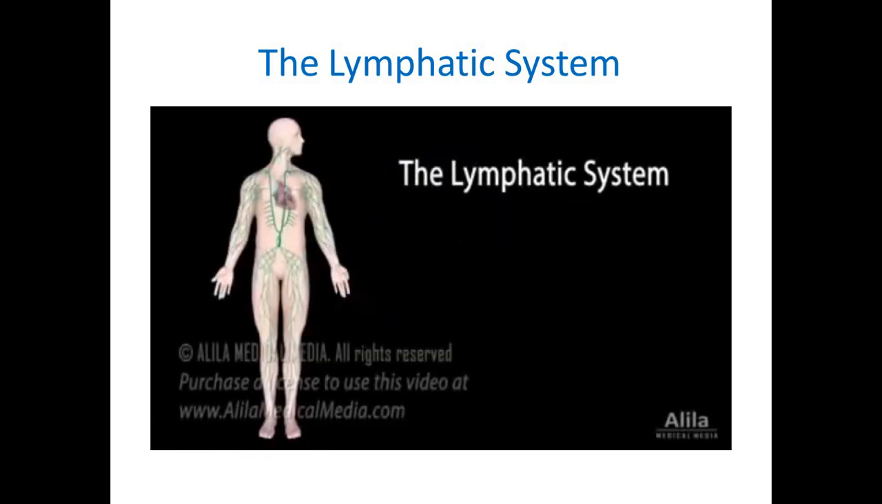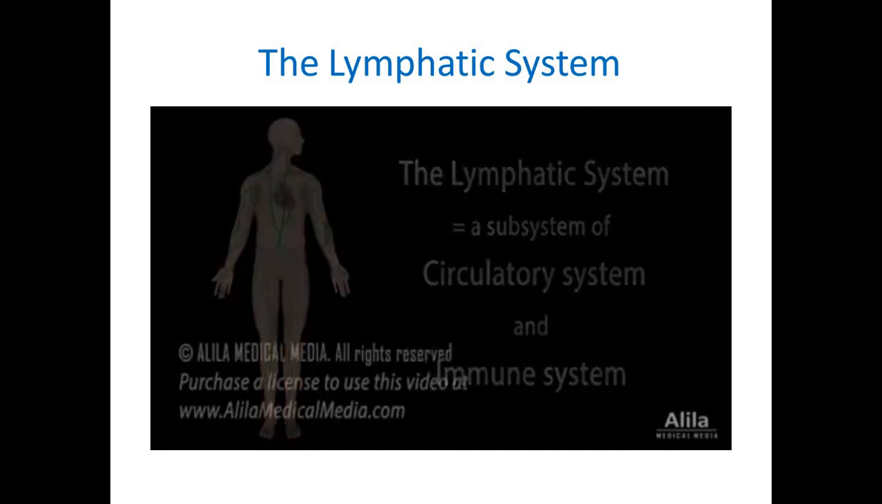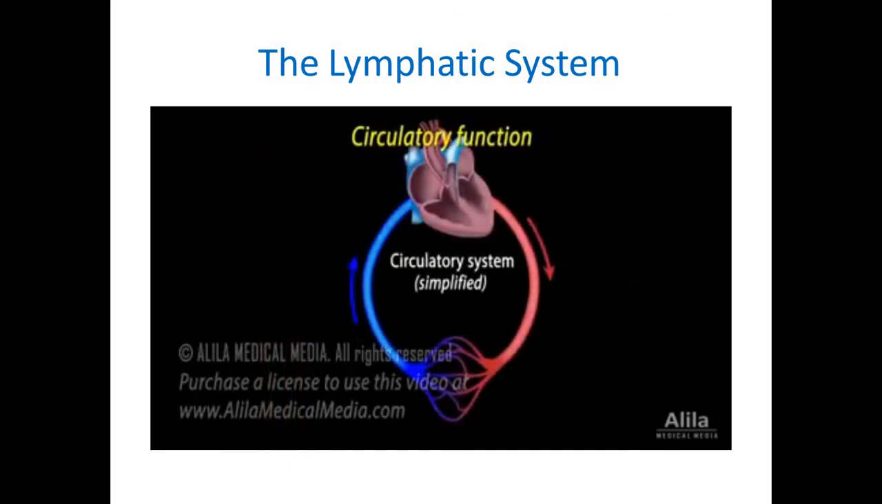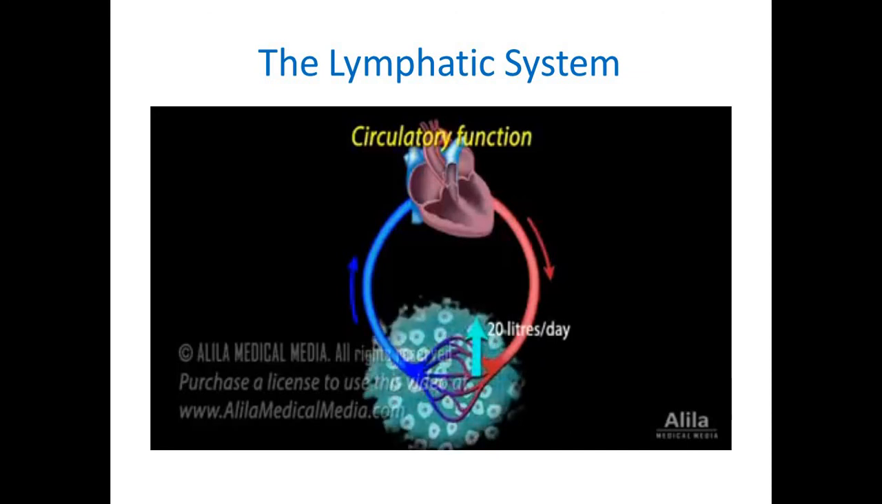In a nutshell, the lymphatic system is a drainage system that removes excess fluid from body tissues and returns it to the bloodstream. It's actually a subsystem of both the circulatory and immune system. The major purpose of the circulatory system is to bring oxygen and nutrients to body tissues and remove wastes. This exchange happens in the smallest blood vessels called the capillaries. Blood plasma containing nutrients moves out of capillaries at the arterial end of capillary beds, while tissue fluid containing wastes reabsorbs back in at the venous end.